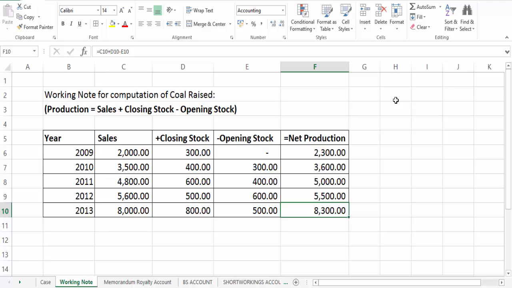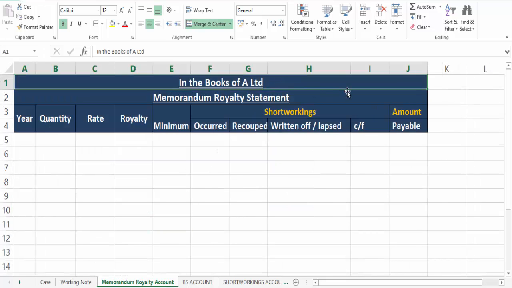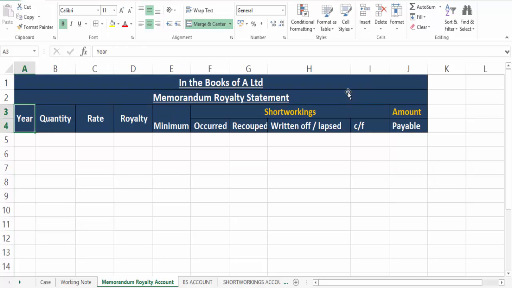Now we have the details regarding production, and with this we'll be able to find out the royalty that is payable, because the amount payable to the landlord is not only linked with the royalty, it is also linked with minimum rent. So we'll open what is known as the memorandum royalty account. Here we have the memorandum royalty account in the books of A Limited. We have various columns. Let's start one by one.